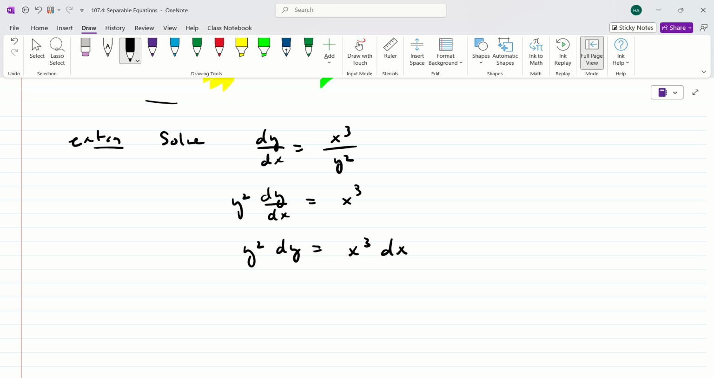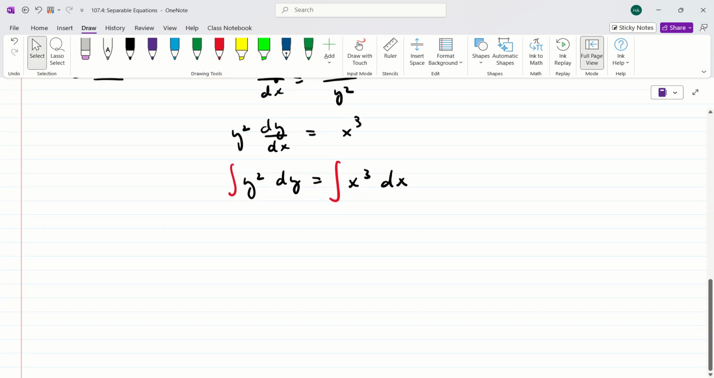This method is one that you'll definitely see in your physics classes, so it's worth being exposed to it right away. On the left-hand side, we have only elements with y's. On the right-hand side, only elements with x's. And what we're going to do is anti-differentiate both sides: on the left-hand side, anti-differentiating with respect to y, and on the right-hand side, anti-differentiating with respect to x.